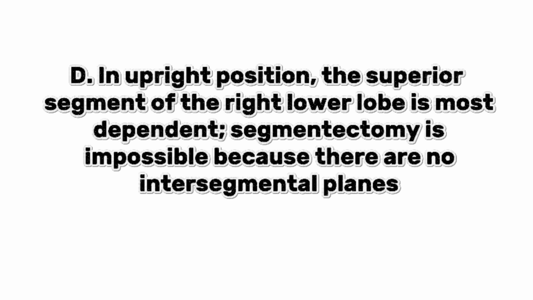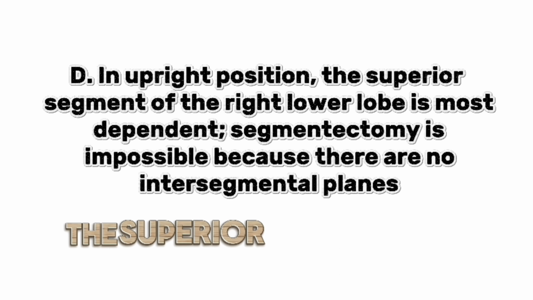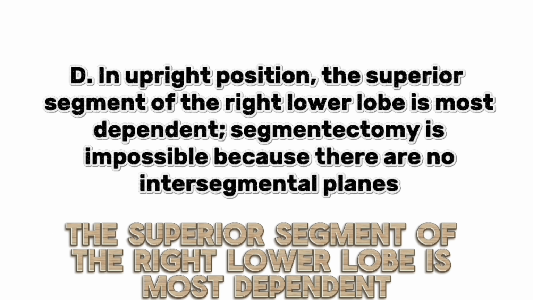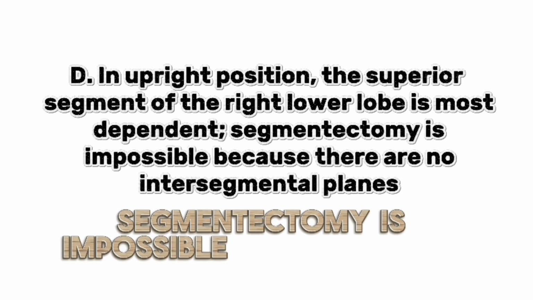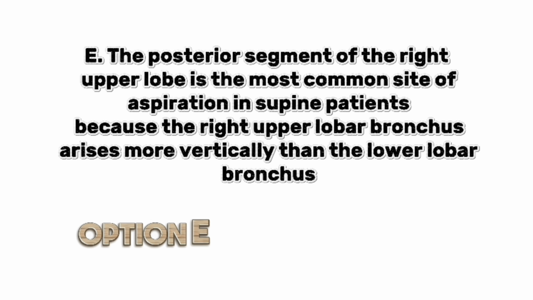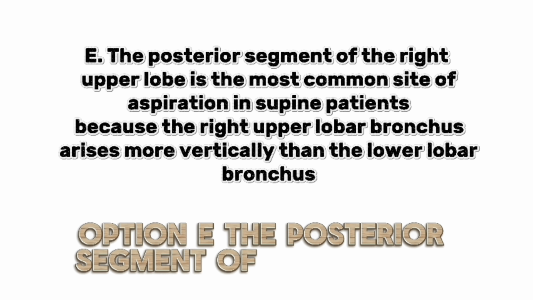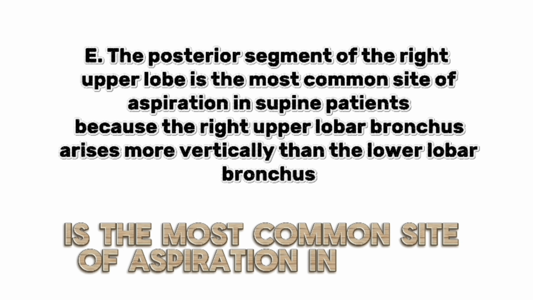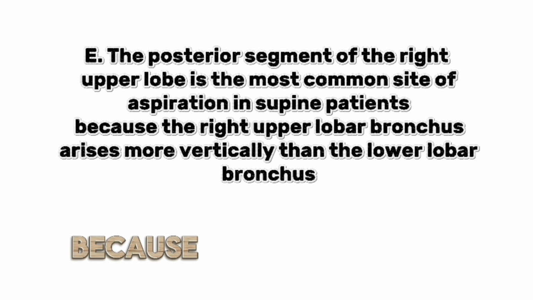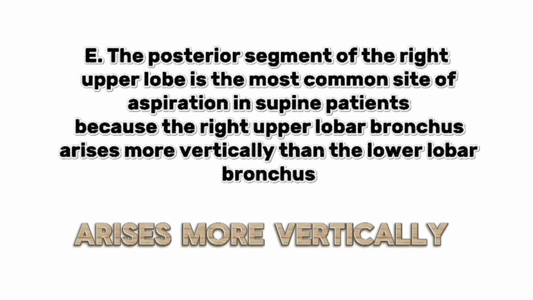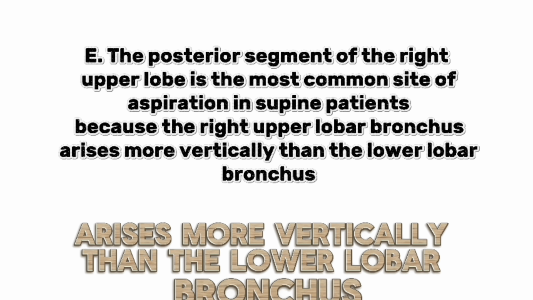Option D. In upright position, the superior segment of the right lower lobe is most dependent. Segmentectomy is impossible because there are no intersegmental planes. Option E. The posterior segment of right upper lobe is the most common site of aspiration in supine patients because the right upper lobar bronchus arises more vertically than the lower lobar bronchus.